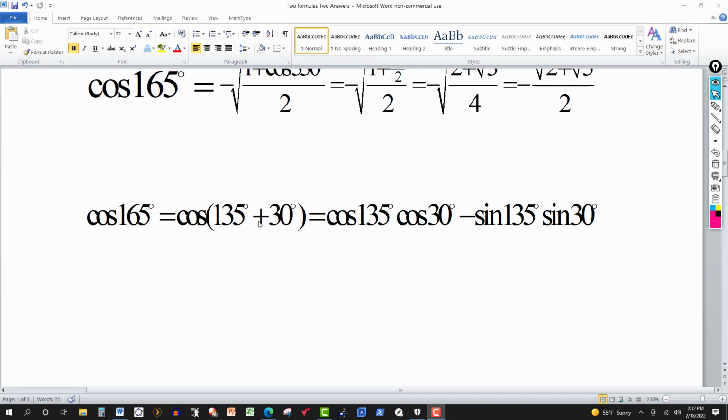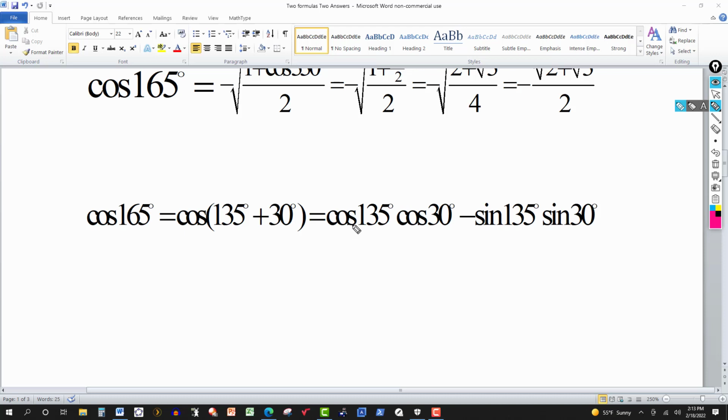We want those angles to be angles like 30 degrees, 60 degrees, 45 degrees, and so on, because we can get exact values of those using our reference triangle. Or we want angles that have a reference angle of 45, 30, 60. So here, 135 has a reference angle of 45. So everything is set here. We break this down into cosine of 135, cosine of 30, minus sine of 135, sine of 30 degrees.